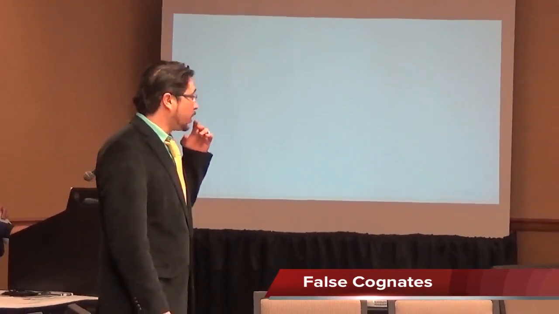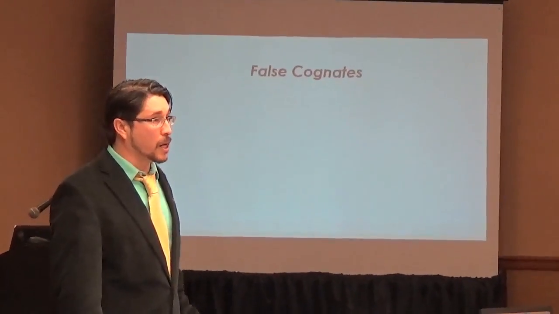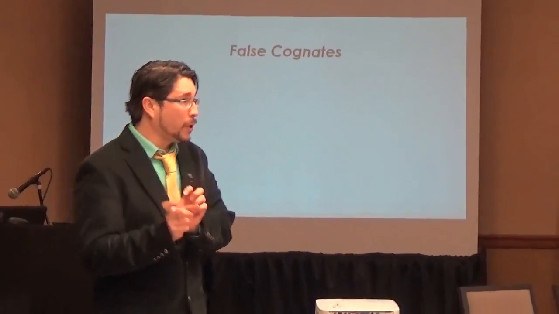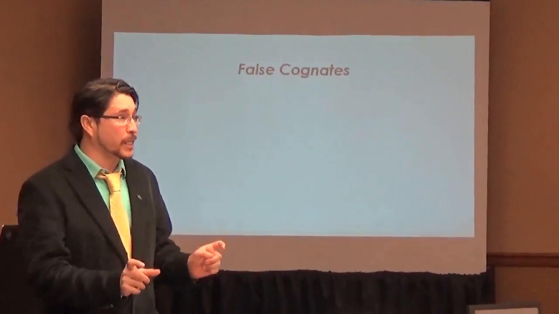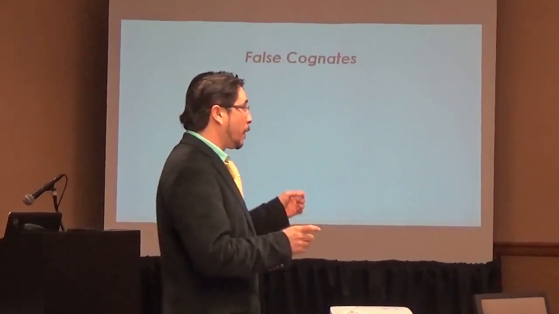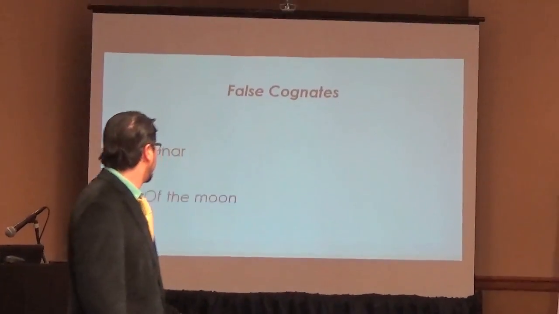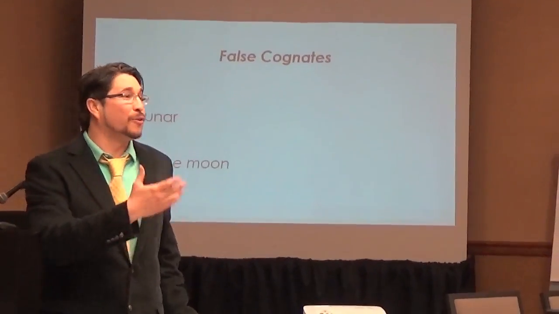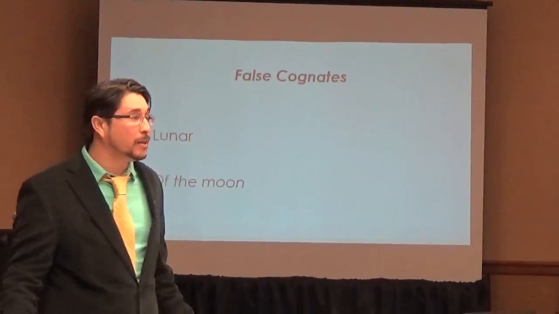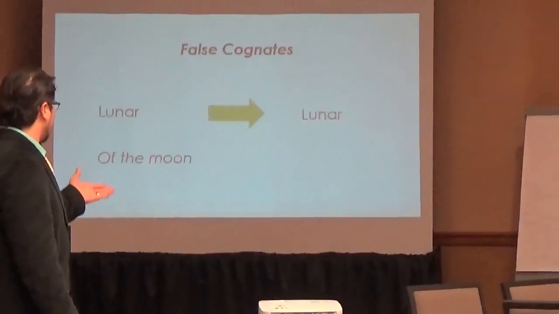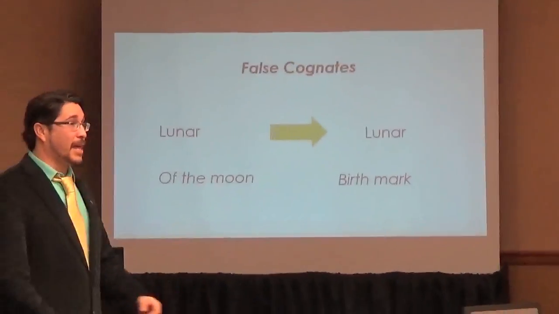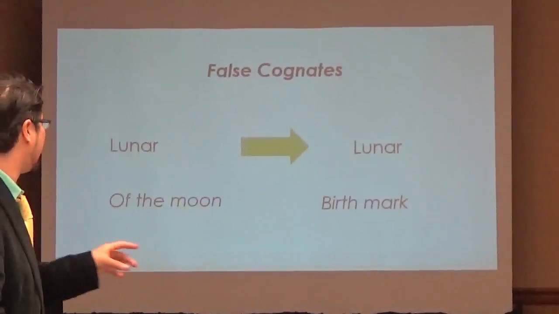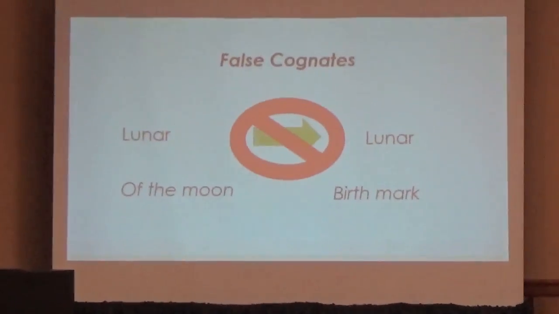The third kind are false cognates. These are cognates that don't really translate from one language to the next precisely in a semantic way that we want it to. For example, we have the word lunar, which in English would be of the moon, right? Like lunar landing. However, if we translate it to Spanish, it would be lunar. That's also a birthmark. You see the misconnect, the misfire here is that these are false cognates.